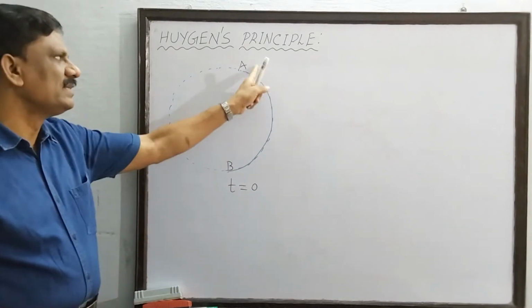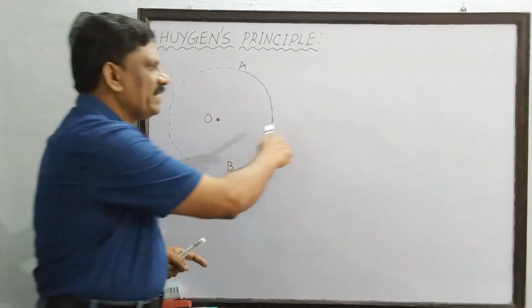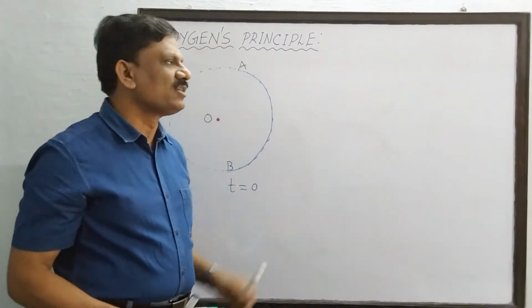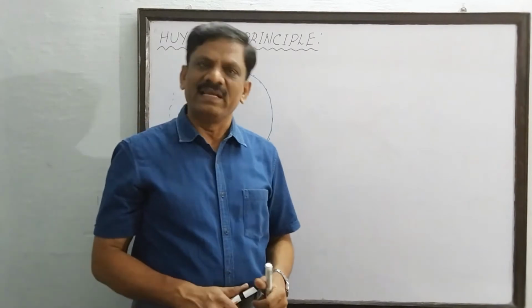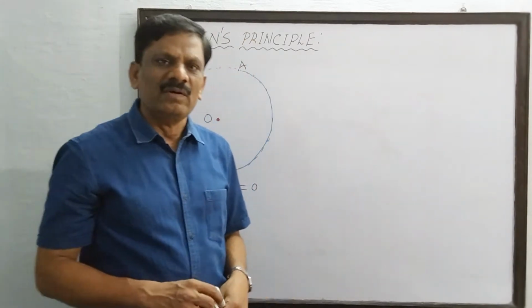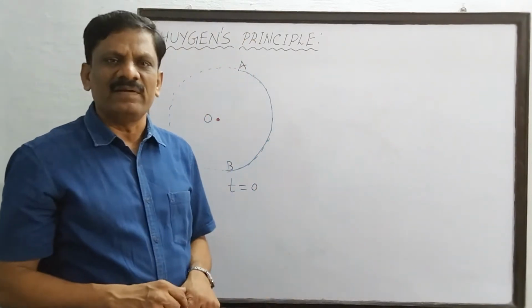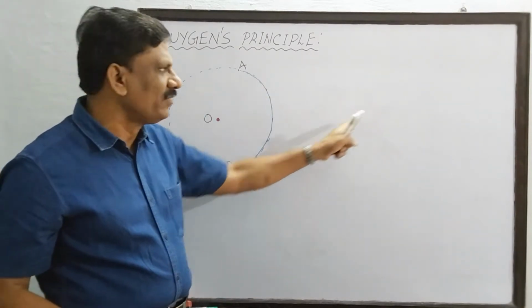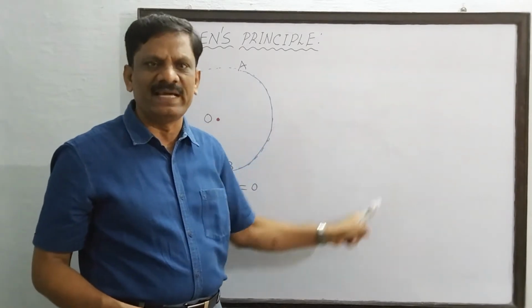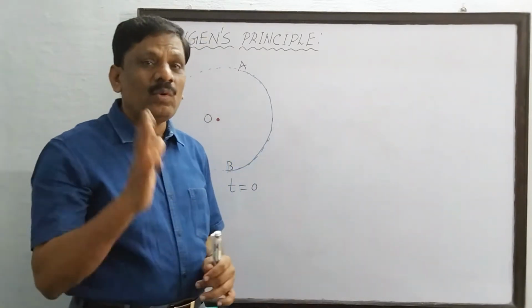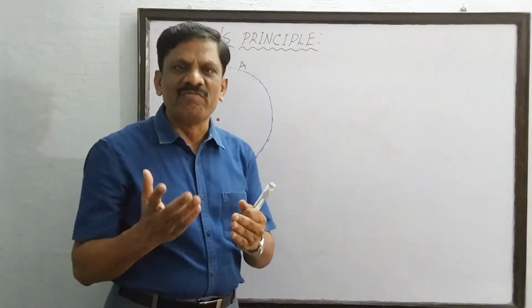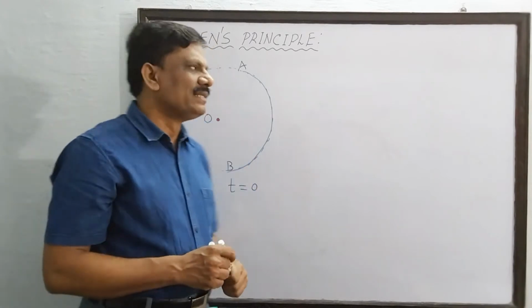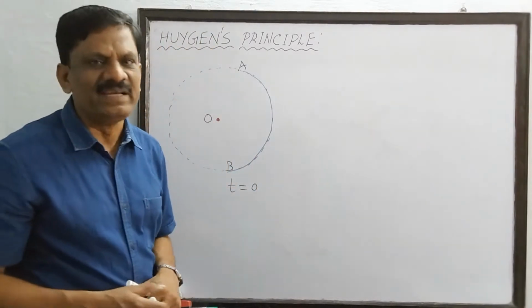With respect to this AB, on the right side I am going to consider how it is going to travel forward. The speed, as I told you, is 3 into 10 power 8 meters per second. So after a time t, the wavefront AB will not be at the same position. It will be somewhere in the forward direction. Now, how to find where it will be? How to find where this wavefront will be after a time t? It is explained by Huygens in a different way.